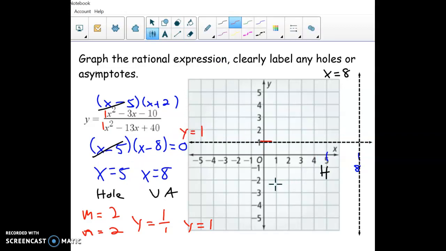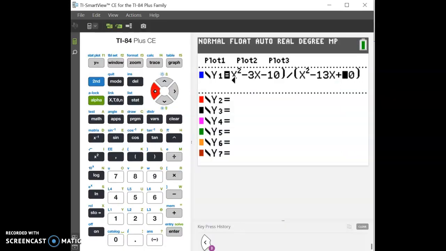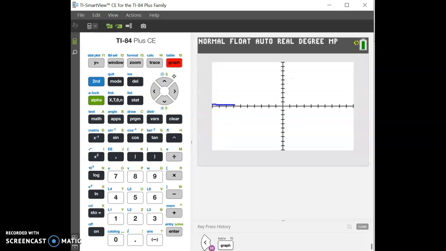Okay, so we've got one vertical, one horizontal, and one hole. And now I'm just going to type it in my calculator to get a picture of what it looks like. It's kind of a lot to type in. Just, again, make sure you use parentheses. That's the biggest thing. Just surround it all in parentheses, and it should go okay for you. Okay, so I'm going to hit graph. And we can see the asymptote at 8, and you can see the hole there at 5. And then there's a horizontal asymptote of 1, which you can kind of see on this graph.